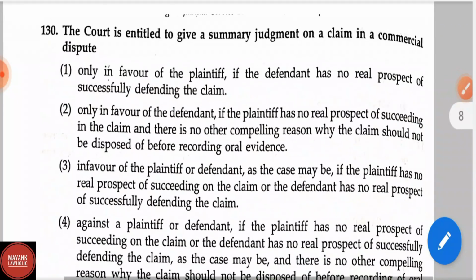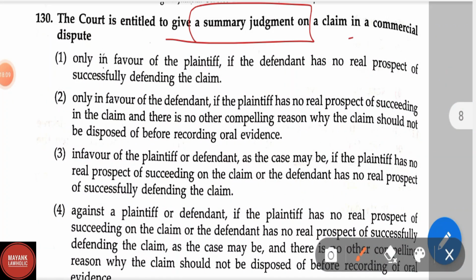Now let us see question number 130. The court is entitled to give a summary judgment on a claim in a commercial dispute.